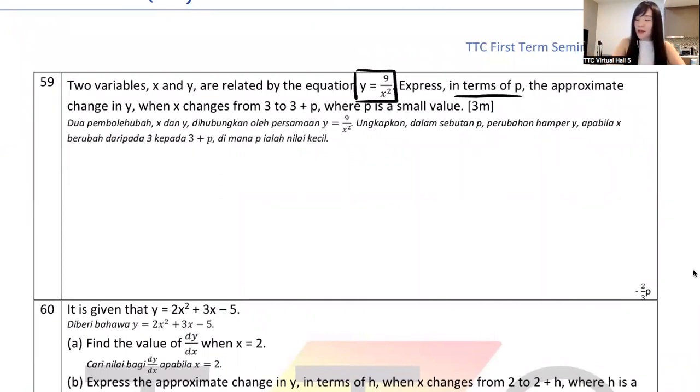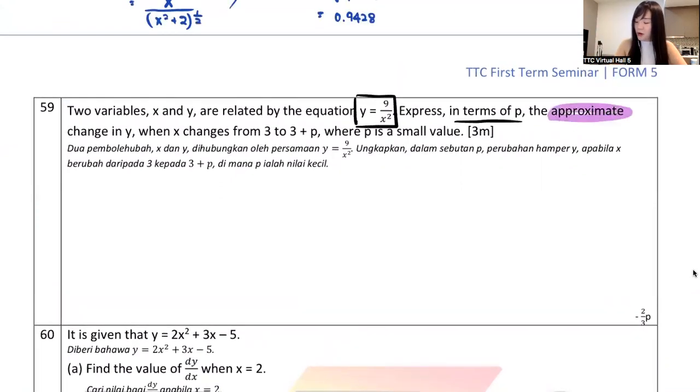I will read the whole thing first before I start. The keyword, I think, is approximate change. Remember, approximate change and small change have the same meaning. So whenever you see the word approximate, it is delta. So now what will they find? The approximate change in y. Isn't it? They will find delta y.